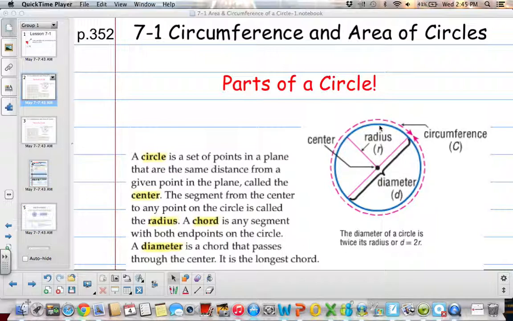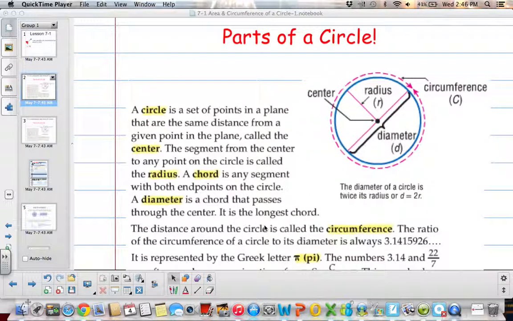And then our radius is the segment from the center to any point on the circle. So our radius can go from the center to any point, and our diameter can go from any 2 points, but it has to pass through the center, and it goes through the full circle. So radius is half. It's from the center to the outside. Diameter is through the whole entire circle.